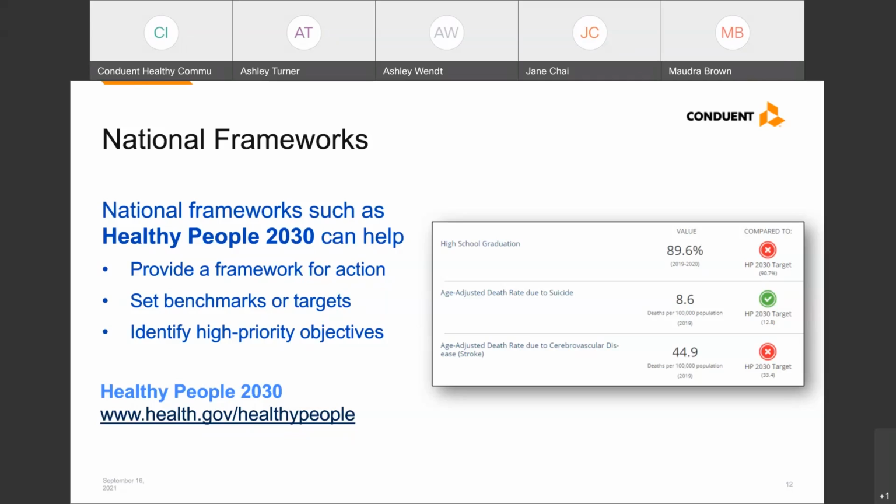The HCI platform includes comparisons of local indicators to Healthy People 2030 targets to help our clients identify how their community is doing compared to those targets. Now, if you don't have an HCI platform, you can go to the Healthy People 2030 website to look up the national targets and create a comparison for your community.